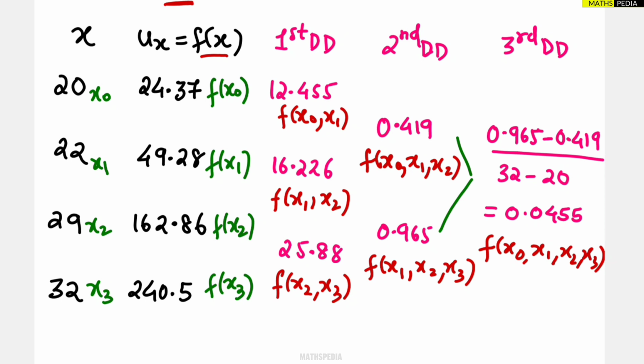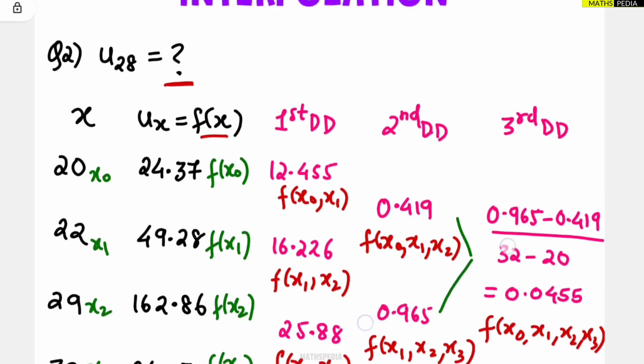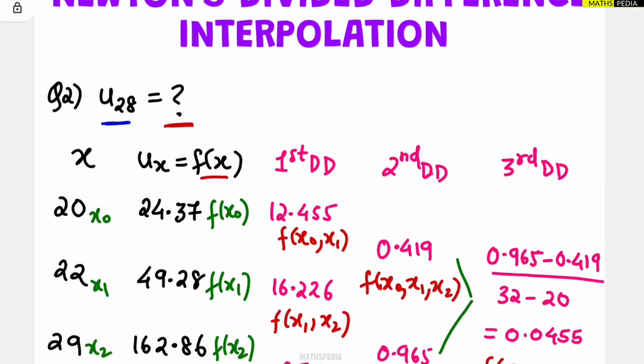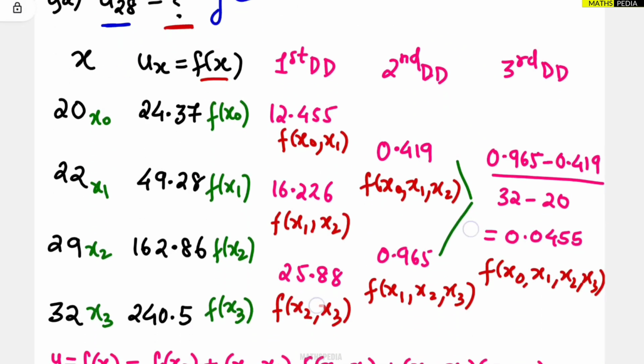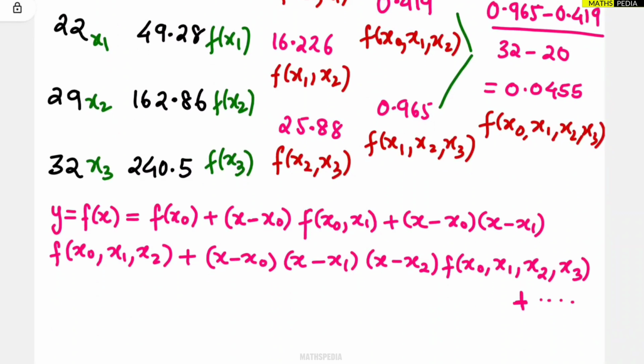Now we'll apply the formula. So in the formula, if you observe what we need to find, we need to find u of 28, u suffix 28. That means the x value is 28, right? Corresponding y value we have to find out. Function of x we have to find out. That means in place of y, this will become y is equal to function of x. That means function of what you have to find? 28. That is, x value is 28.